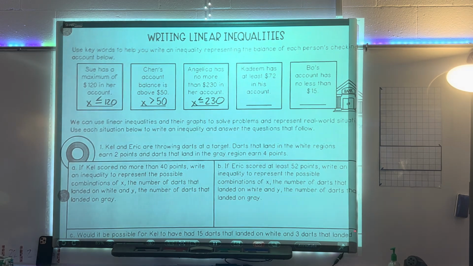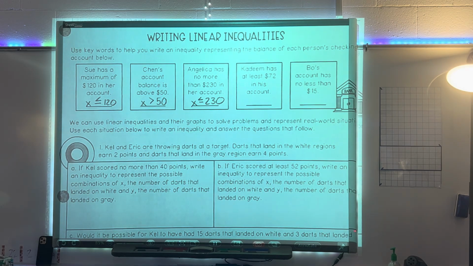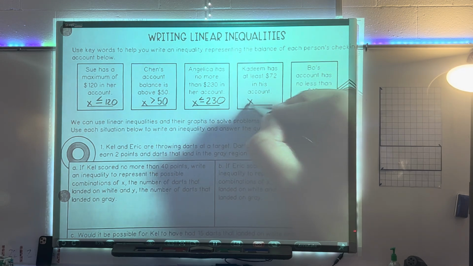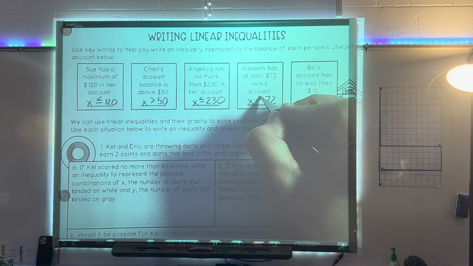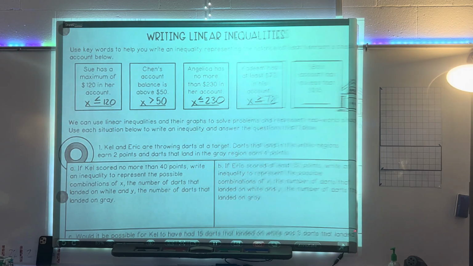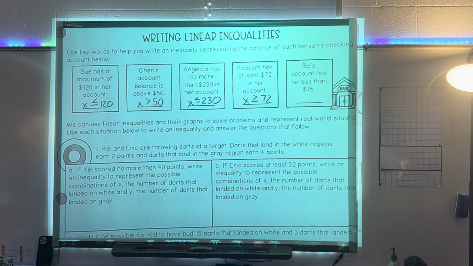All right, the next one, Kadeem has at least $72 in his account. Maddie Rogers, if I have at least $72, what's that going to look like? X is greater than or equal to. Greater than or equal to. She has at least 72, so 72 is the least amount. Anything more than that is good. Are we okay there?